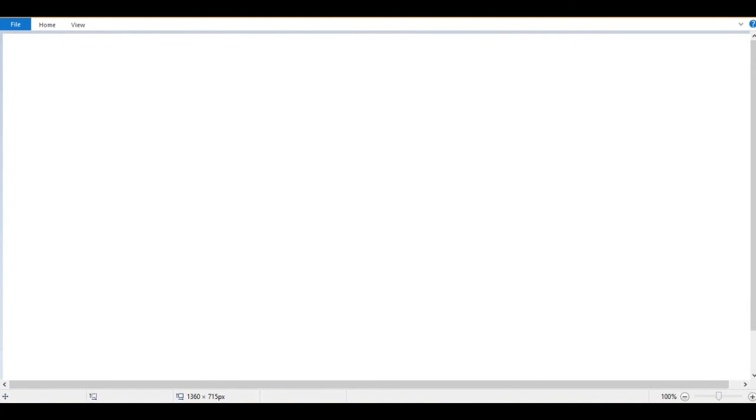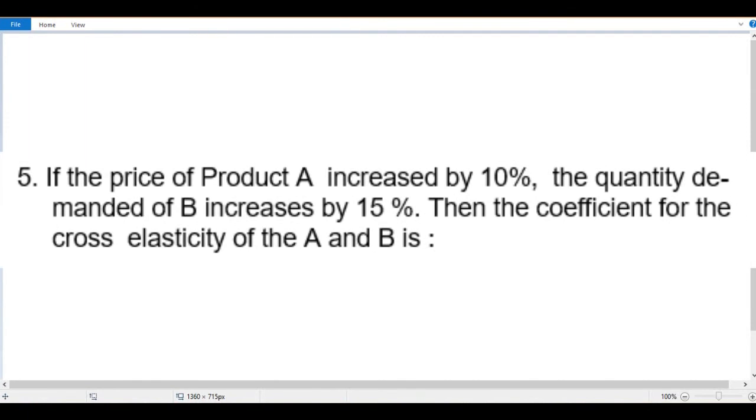Okay, number 5. So, 5 and 6. Pagsasamahin ko na. Let's read the problem. If the price of product A increased by 10%, the quantity demanded of B increases by 15%, then the coefficient for the cross elasticity of A and B is, so yan. So, ang gamit niya actually dito is EXY, okay? Para cross elasticity na. Because yun yung given, let's do it. Madali lang.